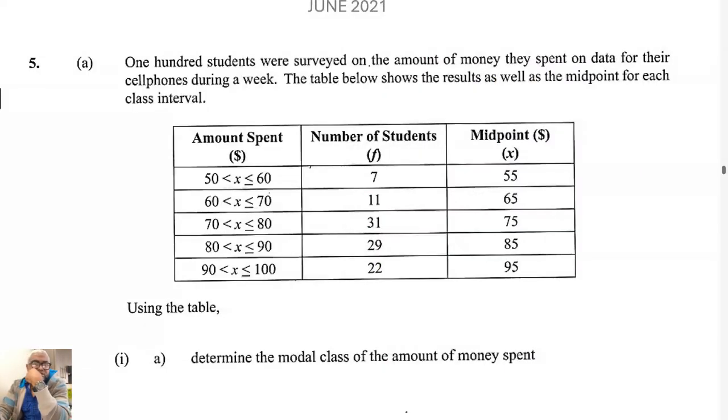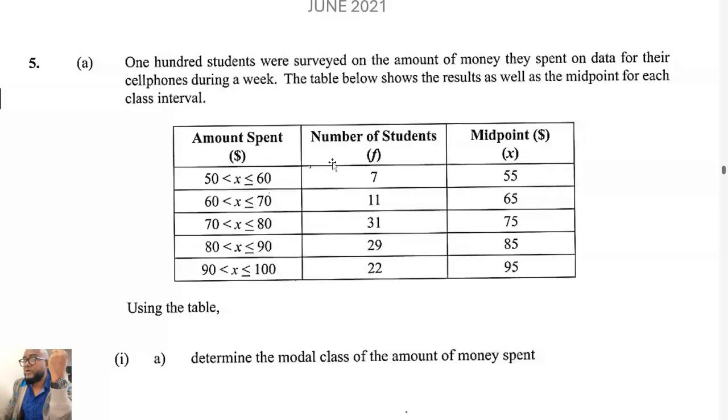100 students were surveyed on the amount of money they spent on data for their cellular phones during a week. The table shows the results as well as the midpoint of each class interval, right? So that's to give you all a little reminder on what a class interval is. Your class interval will be these numbers here, the range of numbers for the amount spent. So this will be between $50 and $60. Cool? 60 to 70, 70 to 80, 80 to 90, 90 to 100. These are our class intervals.